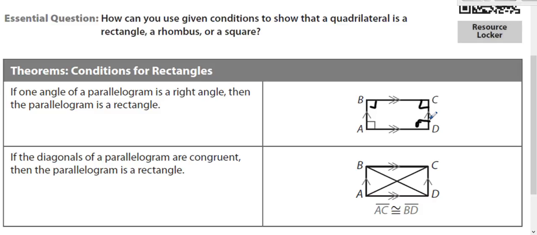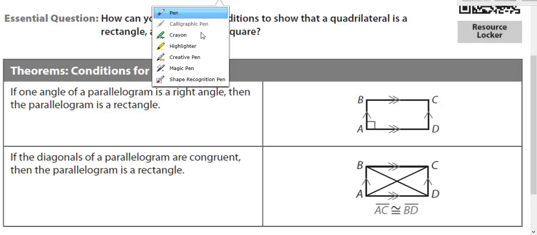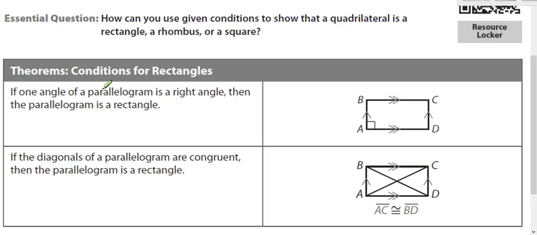And same thing over there. So you get all four of them. So if you know one is 90 degrees, you know that all four angles are 90 through just a couple of steps. So if one angle is a right angle, then it's a rectangle. The one right angle, that's good enough.